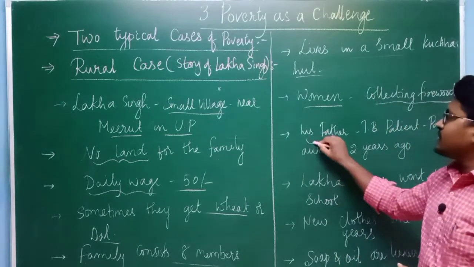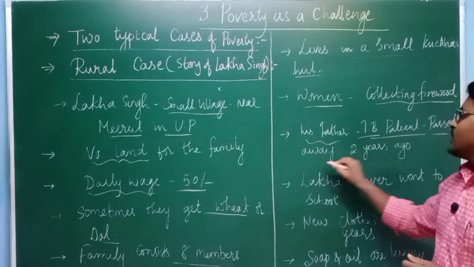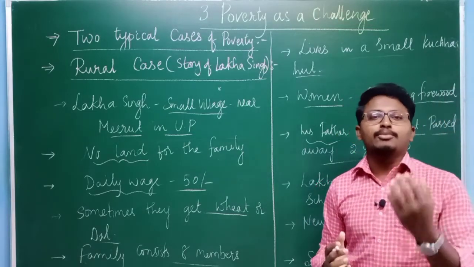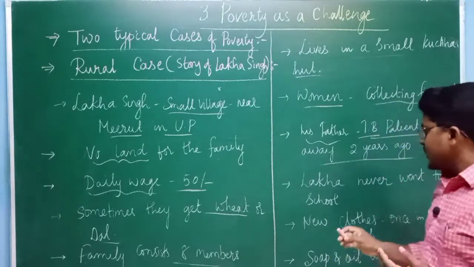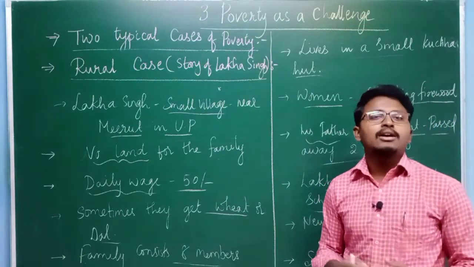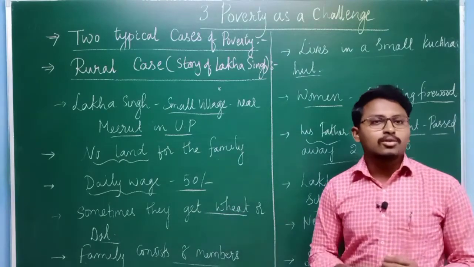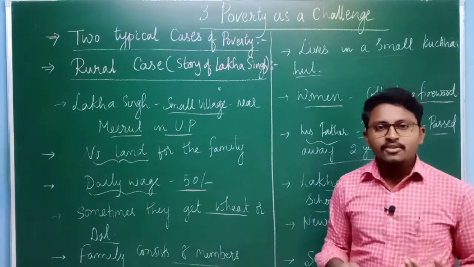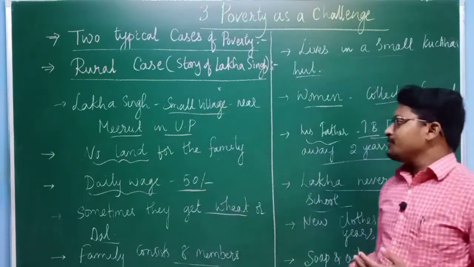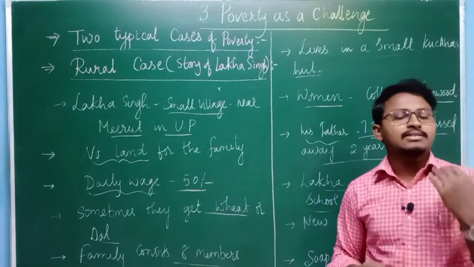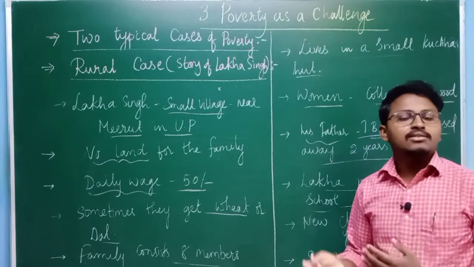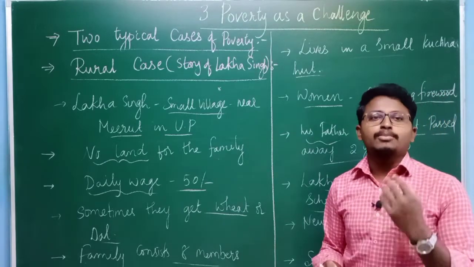His father was a TB patient who died 2 years ago because of lack of proper medication, or lack of proper health facilities. Laka never went to school, though his village has a primary school. The reason is that since the age of 10 years he started earning money to run his family. His mother also suffers from the same disease of which his father died, that is TB, and she also does not have proper medication or health care.